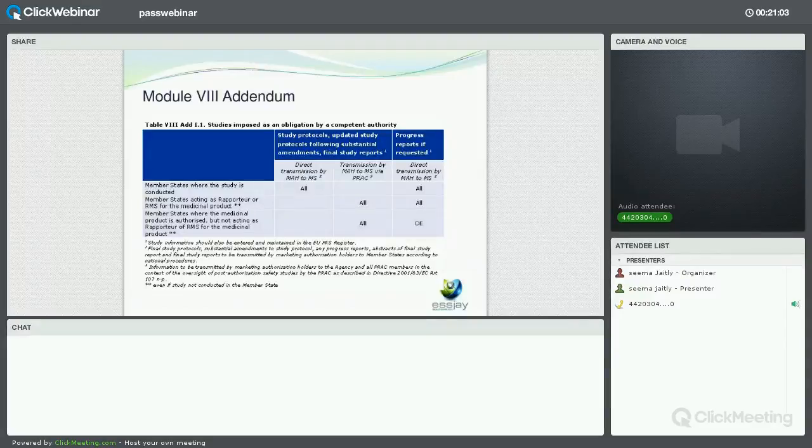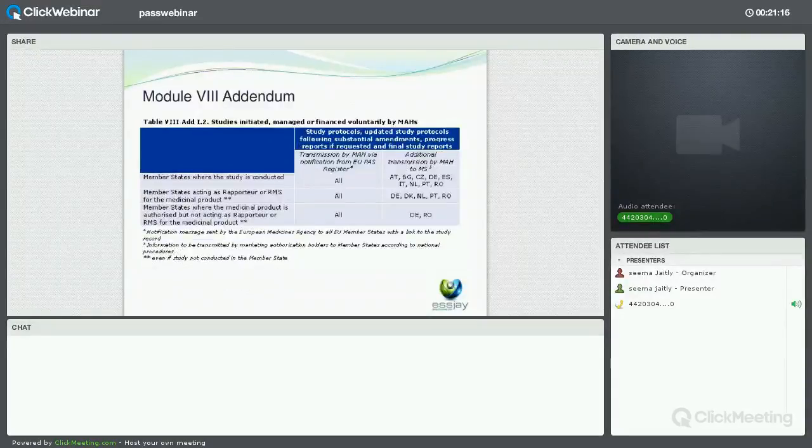I think Germany, if you have the product on the marketplace, even if you're not doing the study. So you need to keep referring to this because it's updated on a regular basis depending on what changes. This is for obligated studies. It's a bit different for your mandatory studies, and it really does depend on which country you're conducting the study or where you have your product authorized, and you would refer to the second table, which shows you what you need to do. And you can see it's slightly different.